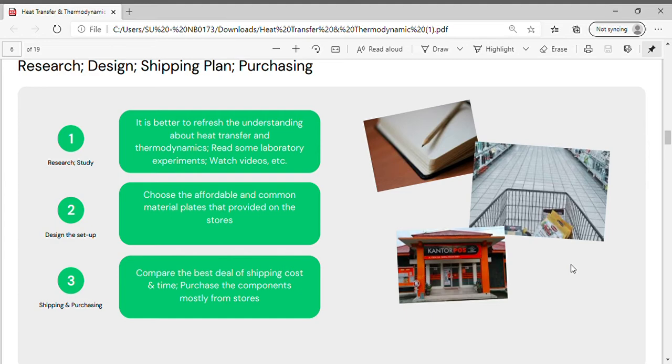And then after that, we analyzed the shipping cost because we are in a group, so we would like to compare the shipping cost from each region, which is from Yogyakarta and Central Java, and then we purchase the components mostly from the stores that are located in our city.